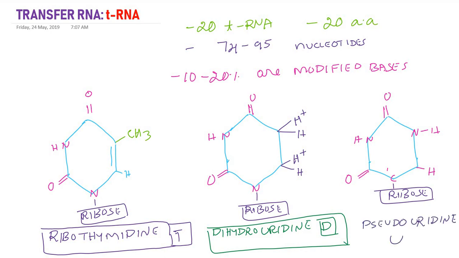Usually we will write U and put it like this. This will become pseudouridine. It has oxygen at the second carbon and fourth carbon as in uracil, but at the fifth carbon atom, instead of carbon it has nitrogen, and at the first carbon atom, instead of nitrogen it has carbon. These are the modified bases we could see in transfer RNA, that is D, pseudouridine and T. We will see the structure of tRNA now.